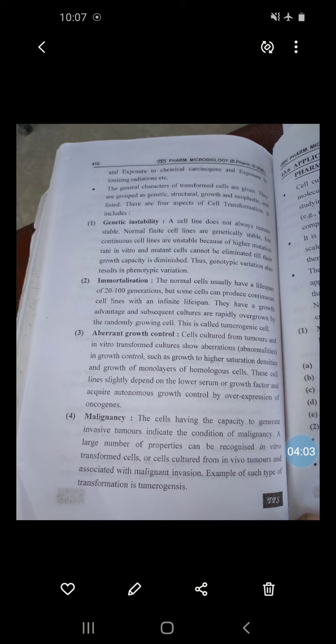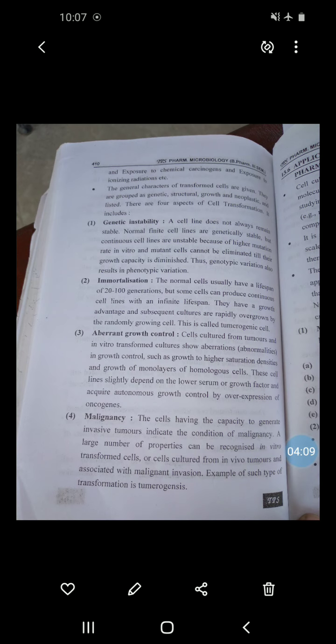Okay, the last part of our syllabus, that is the application of cell culture in the pharmaceutical industry as well as in pharmaceutical research. Yes, I am repeating, it is the last point of the syllabus of your pharmaceutical microbiology, the application of cell cultures in pharmaceutical industries and also research.